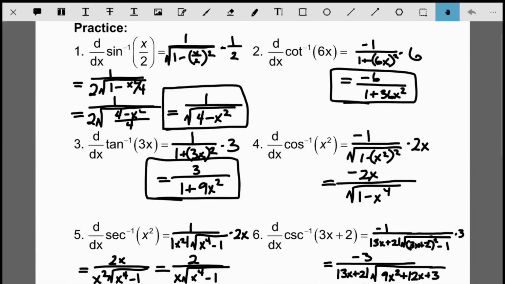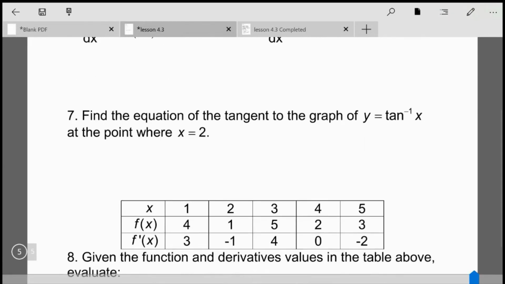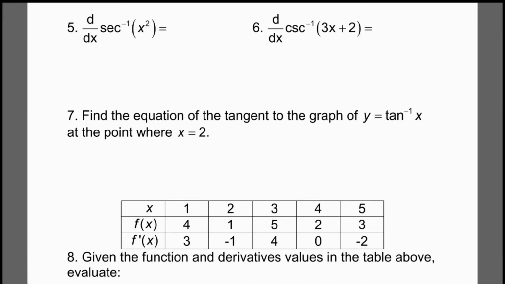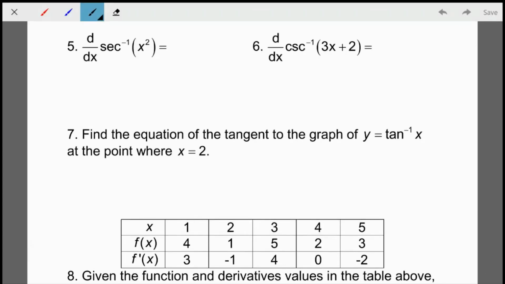All right, so I've got a couple more problems here that I want to show you. The next one says, find the equation of the tangent to the graph of y equals inverse tangent of x at the point where x is 2. This is actually a really simple question, but I want to show you how I would expect your answer to look when you work this out. So when you take the derivative here, because obviously we need a tangent slope, it would be 1 over 1 plus x squared. When I evaluate that at 2, I'm going to get 1/5. So there's my tangent slope.